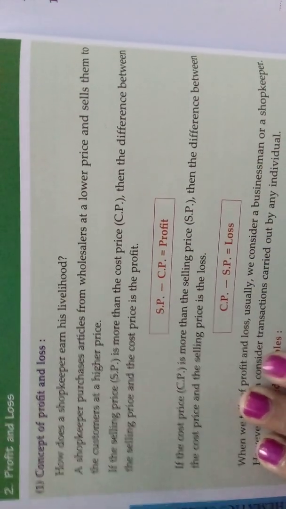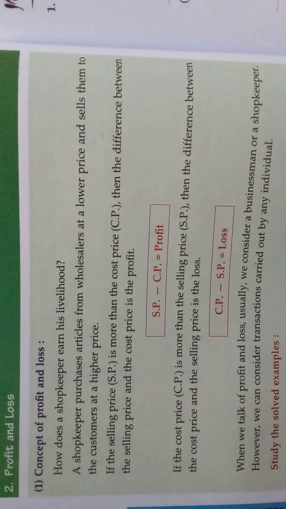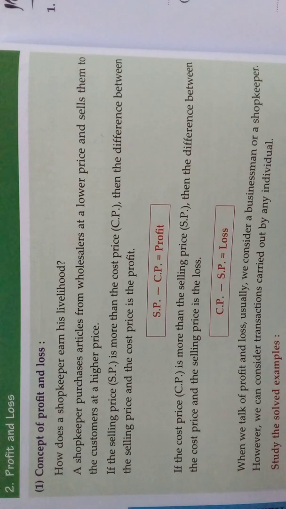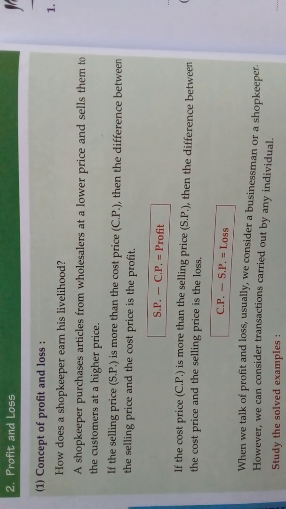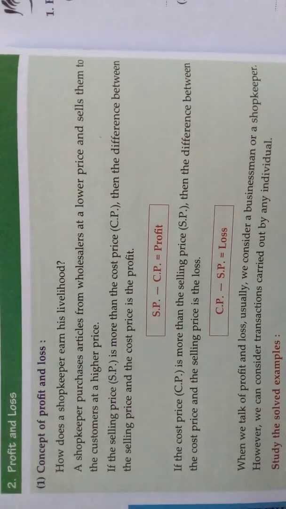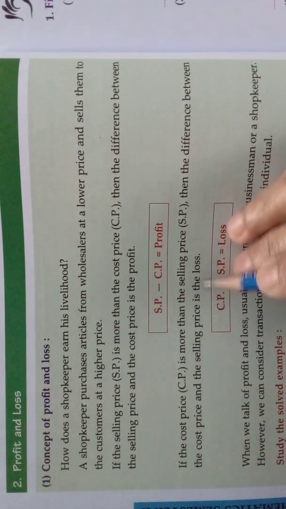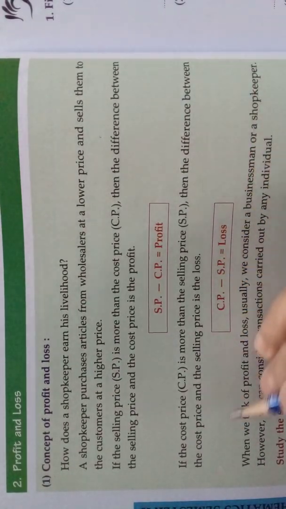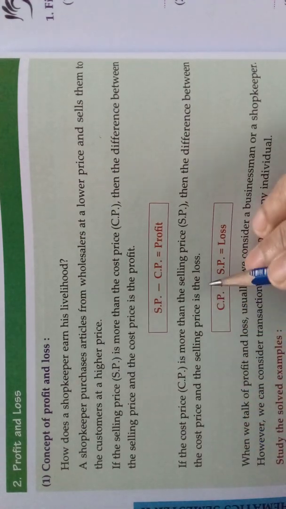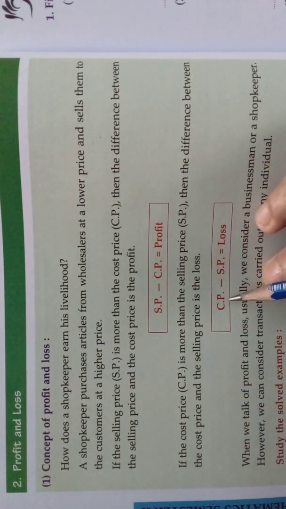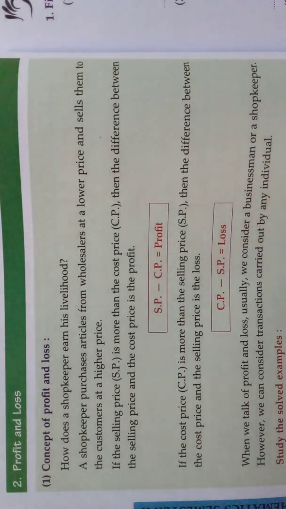Understood? Because the shopkeeper purchased the article for a lower price and is selling it for a higher price, the difference, the amount that he gets, will be the profit. If the cost price is more than the selling price, then the difference between the cost price and the selling price is the loss. Cost price minus selling price is the loss.